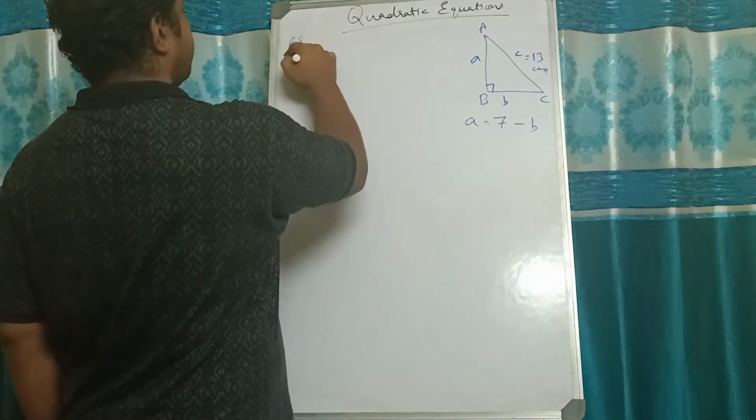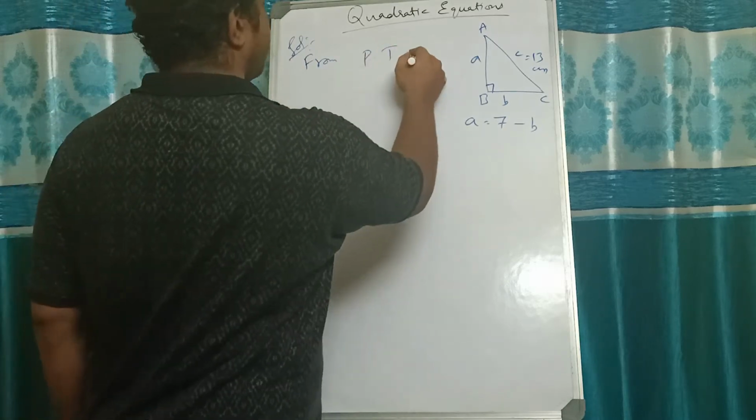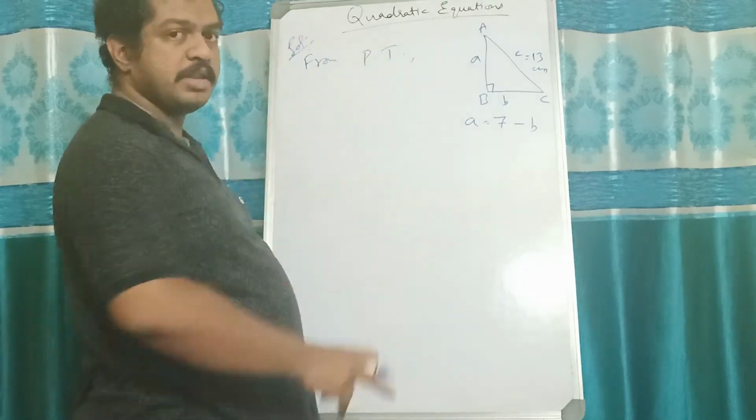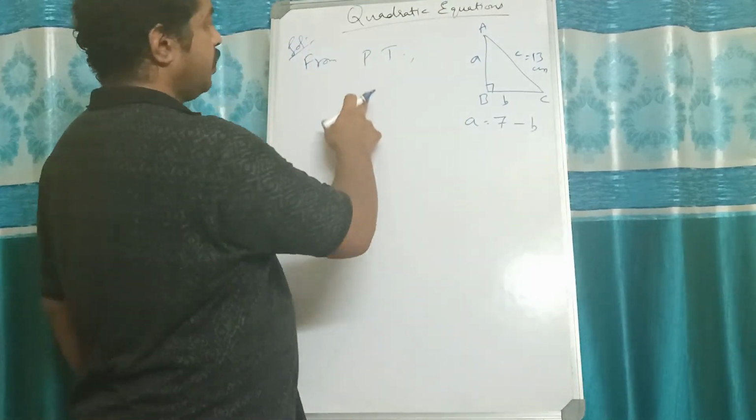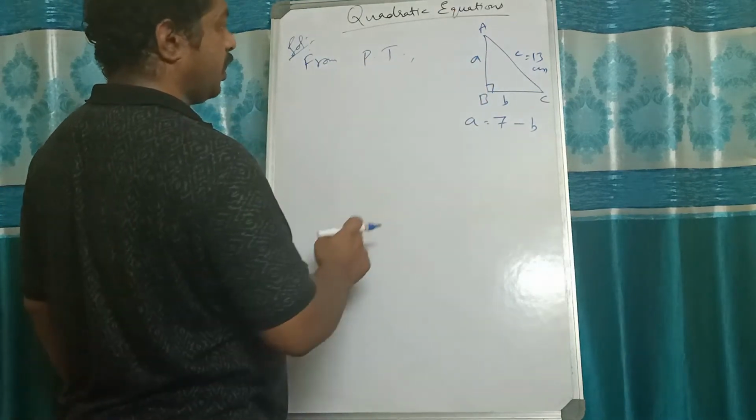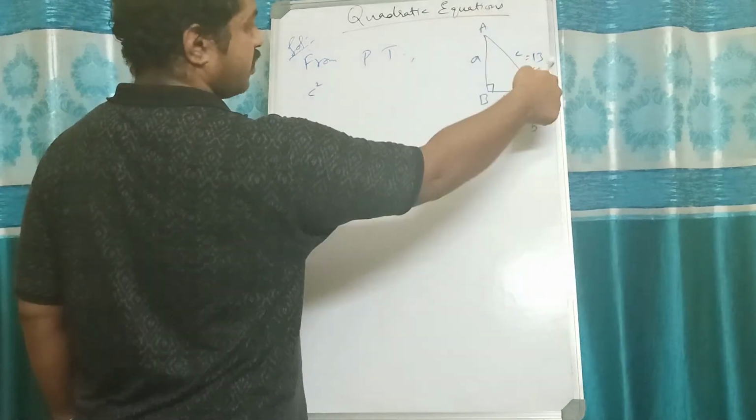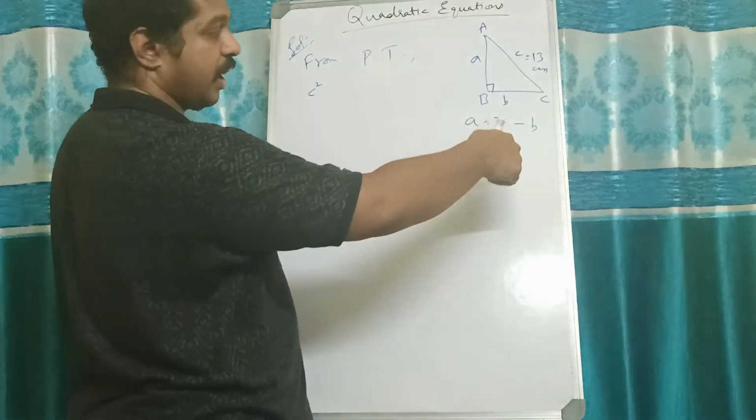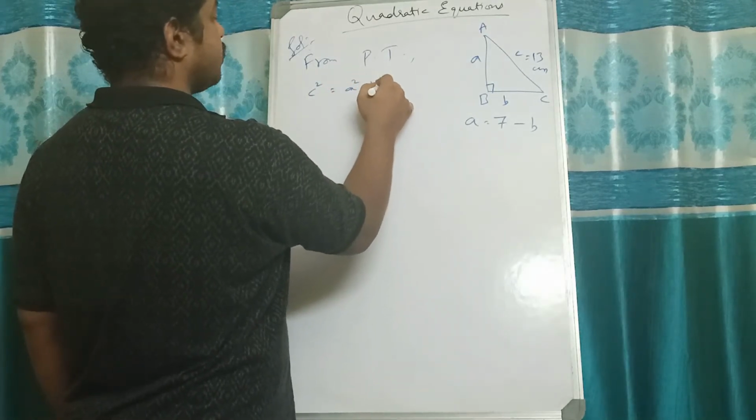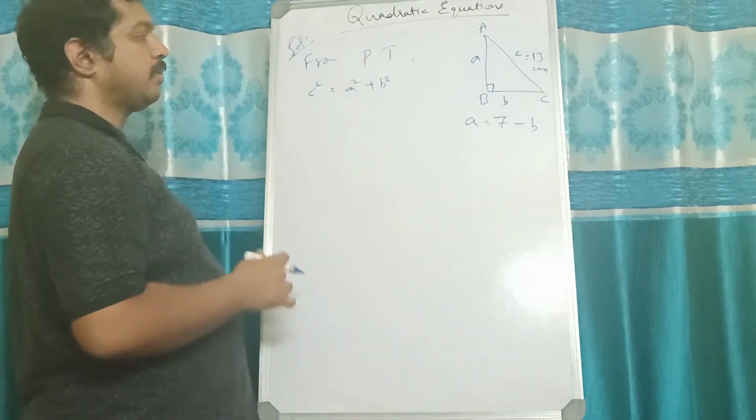So the solution starts from here. From PT, it means Pythagoras theorem. Since it's a right triangle, one can always use the Pythagoras theorem, right? So from the Pythagoras theorem, according to this particular triangle, it implies that the hypotenuse square, this is our hypotenuse, the longest side, right? So C square will be equal to the sum of squares on the other two sides, that is A square plus B square. This is what I get from the Pythagoras theorem.